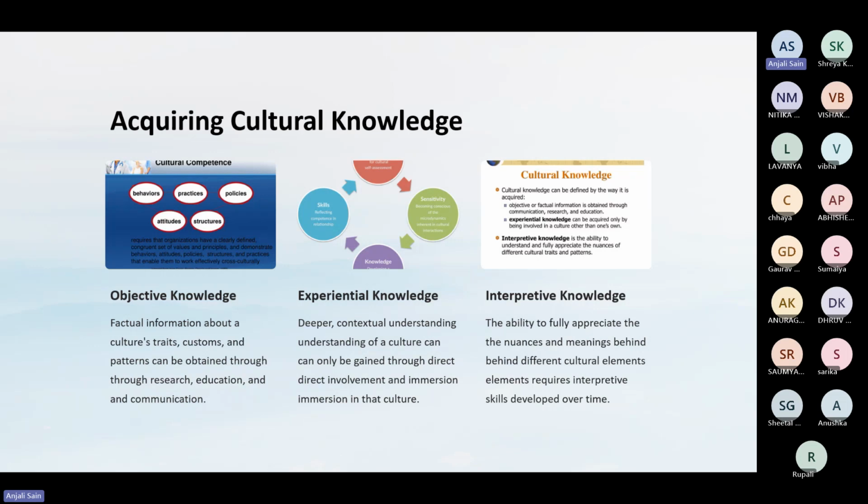Then comes the interpretive knowledge, the ability to fully appreciate the nuance and the meaning behind the different culture elements, requiring interpretive development over time. Interpretive means I have the ability that over a period of time I will gain an ability to understand that culture, what will be the difference, how those people are going to react to the product I'm going to introduce in that market. That is the interpretive knowledge.